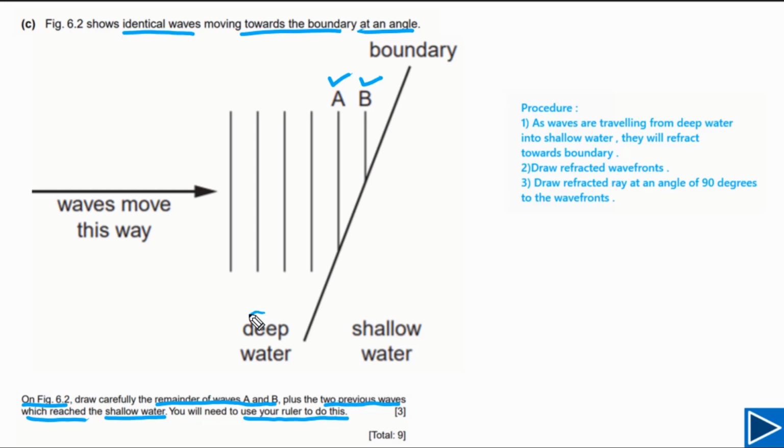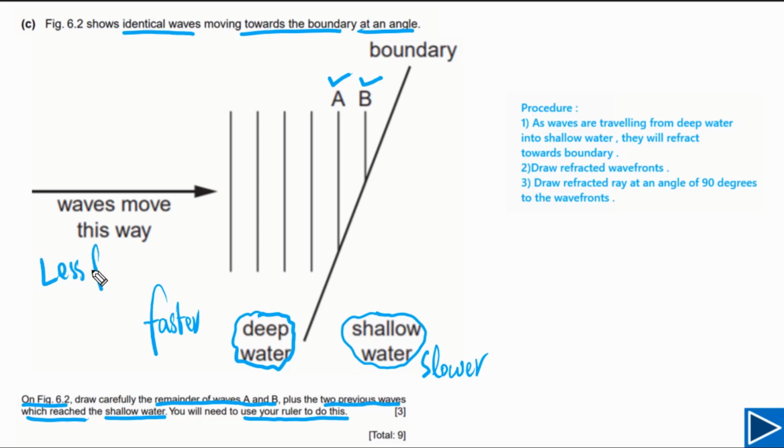Now, first of all, let's try to understand the speed of waves in deep water as compared with the speed of waves in shallow water. The speed of waves in deep water is faster as compared with the speed of waves in shallow water. Now, the question is why the speed is faster in deep water? The speed of waves is faster in deep water because there is less friction. So we can say less friction from the ground, from the seabed. So that's the reason the speed of waves in deep water is faster.